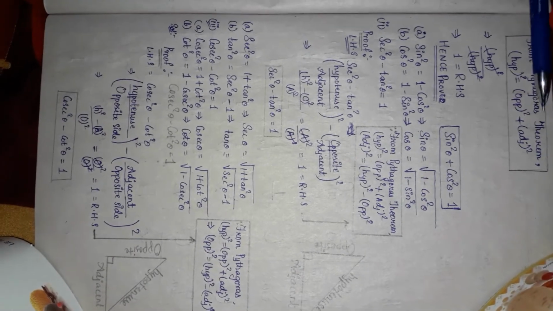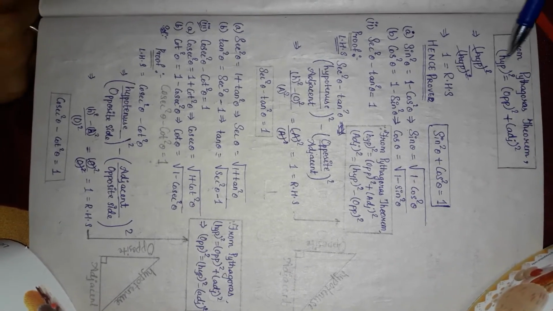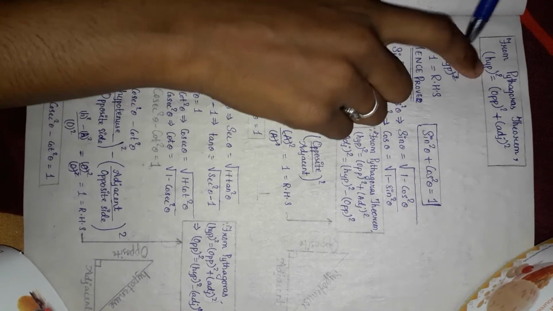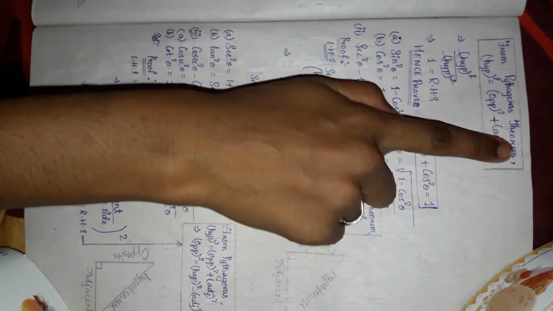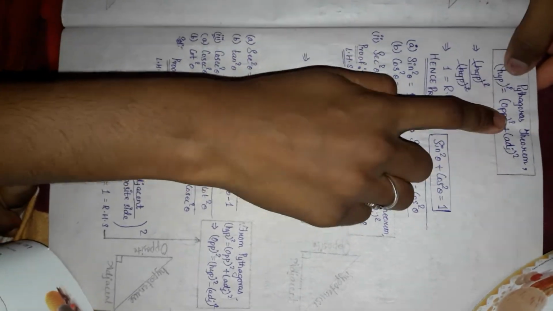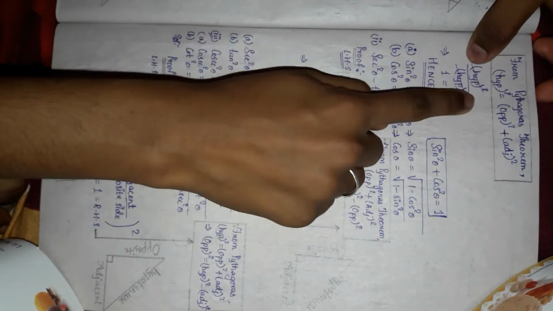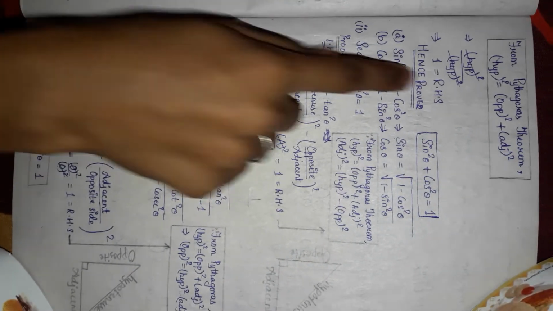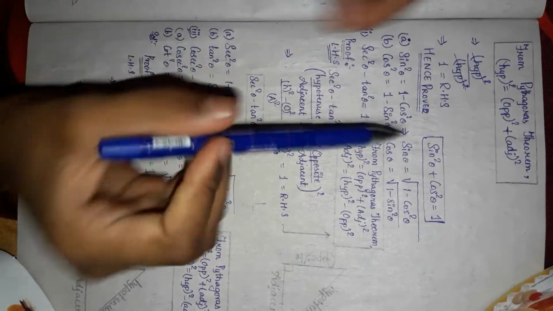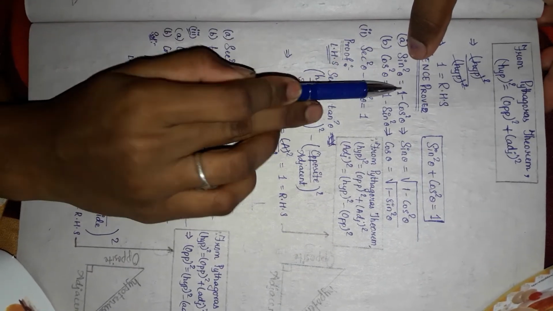So opposite square plus adjacent square is, next from Pythagoras theorem, opposite square plus adjacent square is equal to hypotenuse square. As I have said, hypotenuse square is equal to opposite square plus adjacent square, thus this Pythagoras formula. So opposite square plus adjacent square is hypotenuse square. So hypotenuse square by hypotenuse square cancel, so 1. So we have proved this formula: sin square theta plus cos square theta is equal to 1. Hence it's proved.